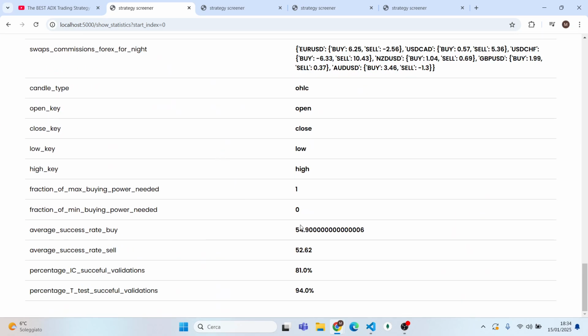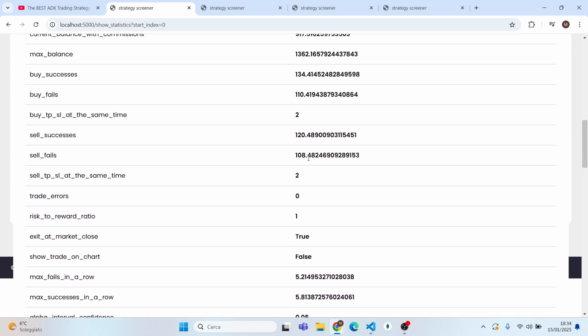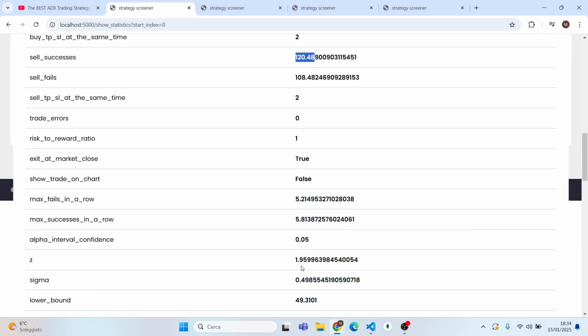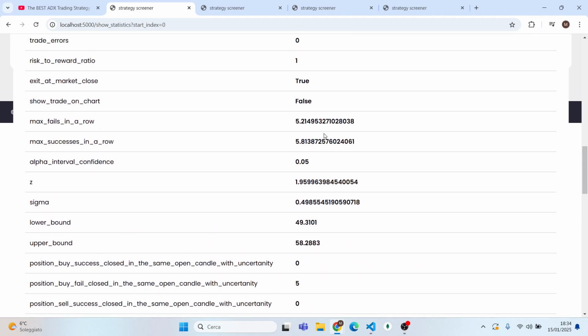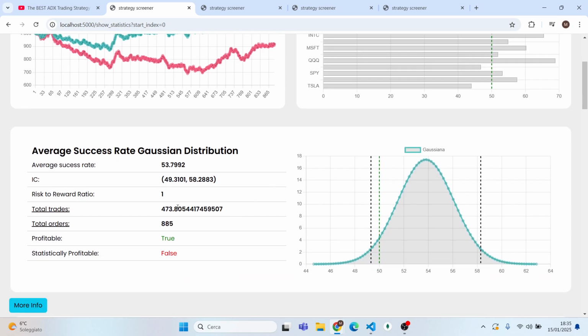For example, we can see also that it performs better in buy rather than sell. The number of buy is almost similar to the number of sell. Let's also see the max fails in a row. They were 5, and max successes in a row were 6. So not so good, but not so bad basically. But the problem is that the number of trades is very low, so making a statistical analysis on it will be difficult.